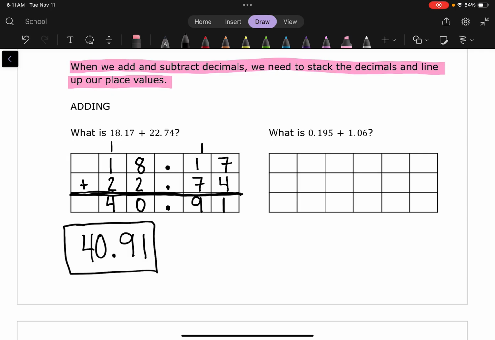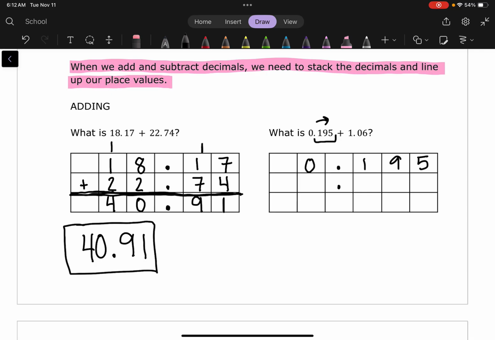Okay. Now let's look at our other one. We are going to put our decimal in. I would put it in probably right here because I need to be able to fit 3 numbers to the right of my decimal. So I'm going to put 1, 9, 5 here, my 0 on the other side.